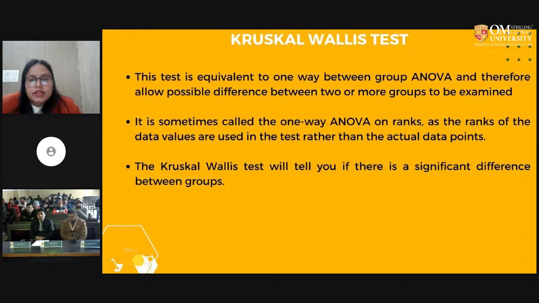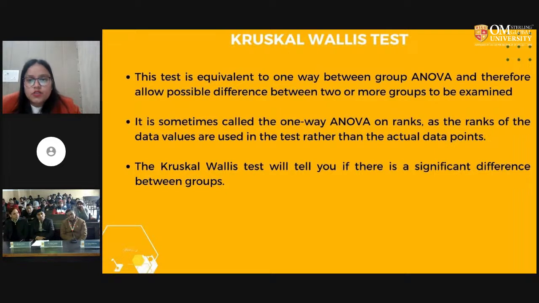Now, the next topic is the Kruskal-Wallis test. Kruskal-Wallis test is a non-parametric alternative of the ANOVA test. We have already discussed that if your distribution is not normally distributed and you want to compare more than two groups, then an alternative is available to you, that is the Kruskal-Wallis test.